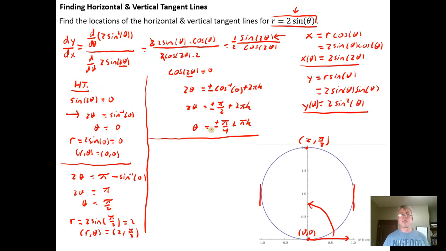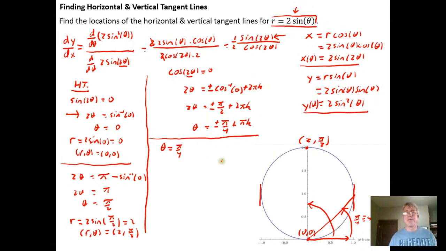So we'll do the easy one first, the plus pi over 4. When theta equals pi over 4, and if we look over here at this vertical tangent line, it visually looks like this angle should be pi over 4 or 45 degrees. I wonder where my face is. Hopefully not blocking things. So it looks like it's the correct angle, and then we just need to get the radius to go with it.